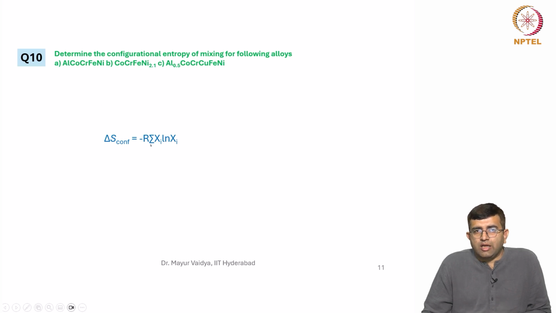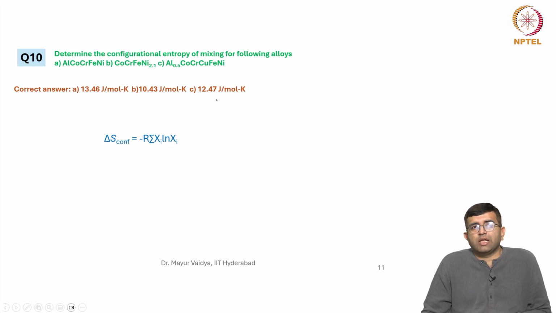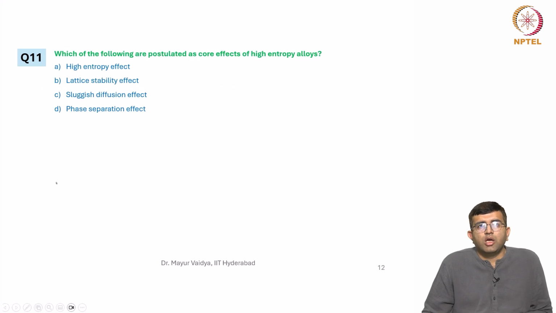So you have to be slightly careful in calculating the entropy, and you can use R as 8.314 if you are using joules. These are the values you should get for the change in entropy. You can see that when it is equiatomic, it is the maximum, 13.46 joule per mole Kelvin, even though it is 6 elements, but still the entropy is slightly lower. Now coming to the next question. Which of the following are postulated as core effects of high entropy alloys? High entropy effect, lattice stability effect, sluggish diffusion effect, or phase separation effect.